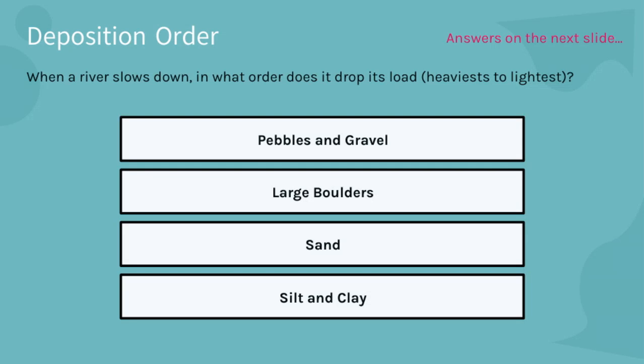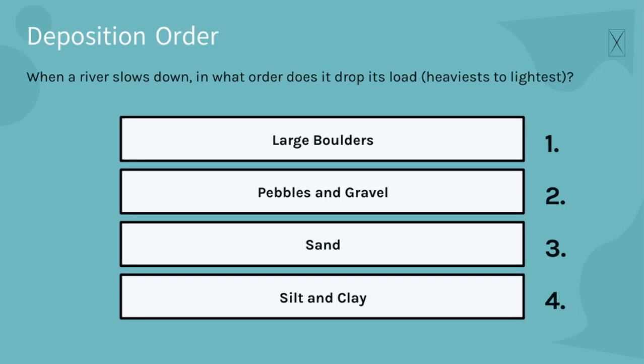Now let's think about deposition order. The question is, when a river slows down, in what order does it drop its load, from heaviest to lightest? The options are pebbles and gravel, large boulders, sand, silt and clay. Think carefully. When the river loses energy, which particles can it no longer carry first? The largest and heaviest material needs the most energy to transport, so that should be dropped first. The smallest and lightest material can stay in the water for much longer, so it is dropped last.